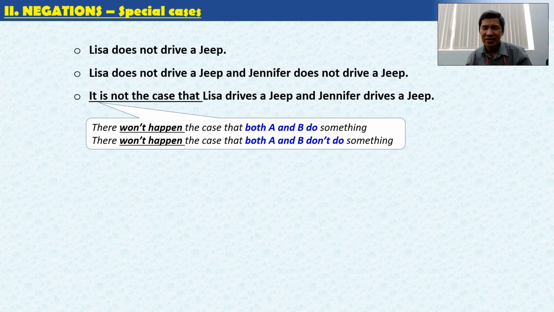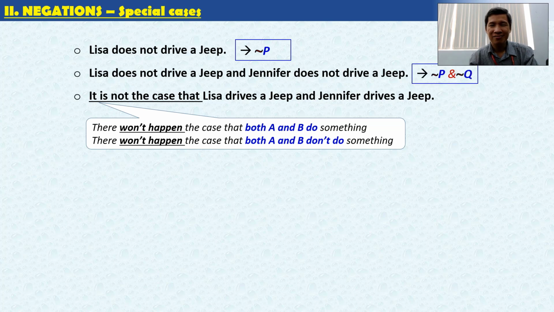Then how can we have the symbol for it is not the case? Have a look at this. We come back. Lisa drives a jeep, P. Now negative, negation, not P. Jennifer drives a jeep, Q. So Lisa is going to be not P and not Q. Right? What about it is not the case? We are going to have here negation. We say not the case, and we have brackets.